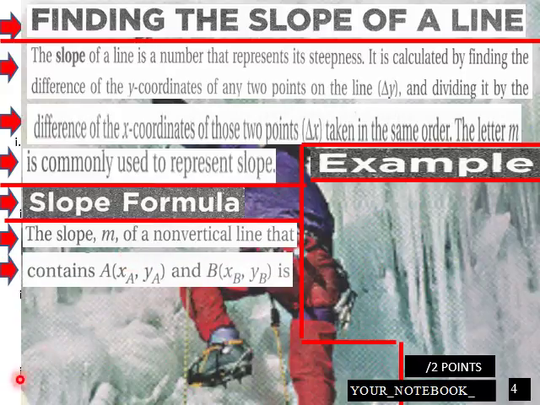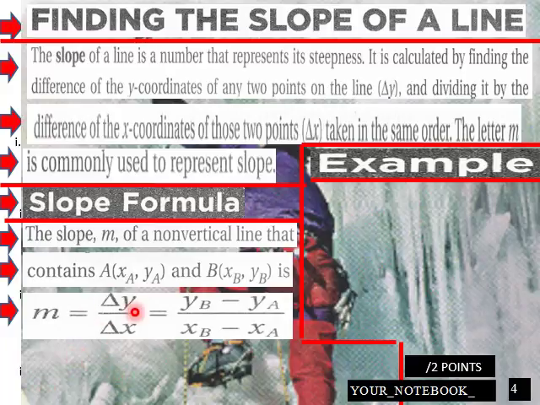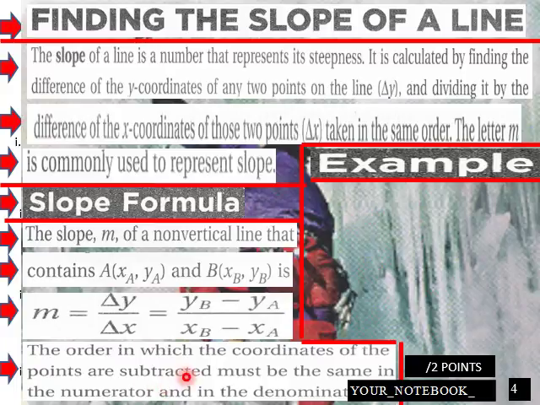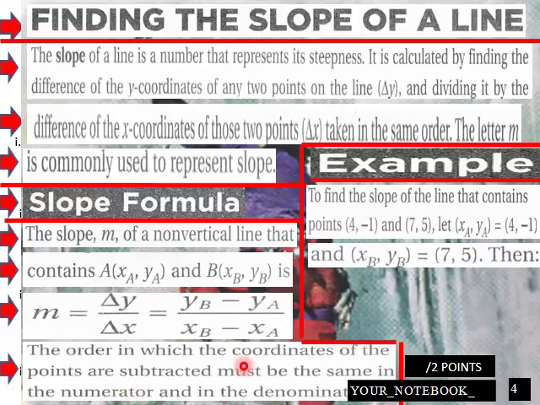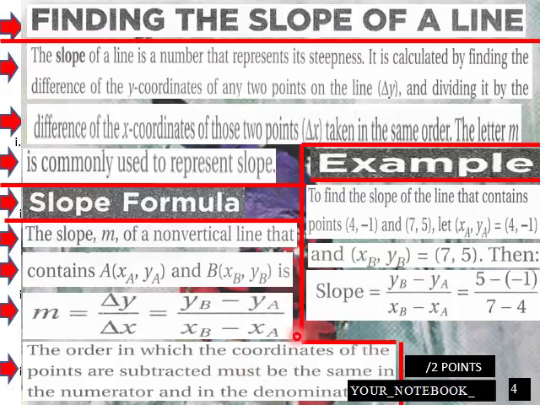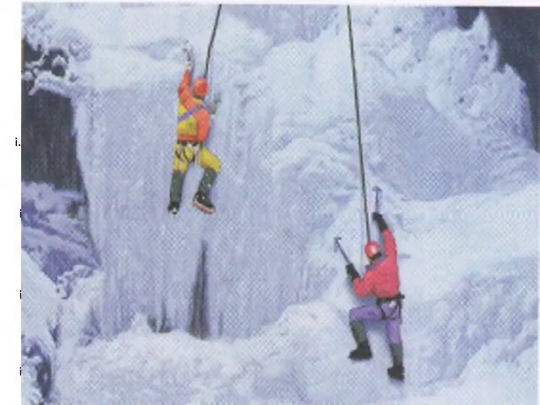So the slope formula, again, we have points A and B. We have delta y over delta x, yb minus ya over xb minus xa. The order in which the coordinates of the points are subtracted must be the same in the numerator and the denominator. So we're going to find the slope again of these 2 points, the line connecting those two. Here's our plug-in: the difference of our y coordinates, 5 minus -1, over 7 minus 4. We have 5 plus 1 over 3, which is 6 over 3, right?